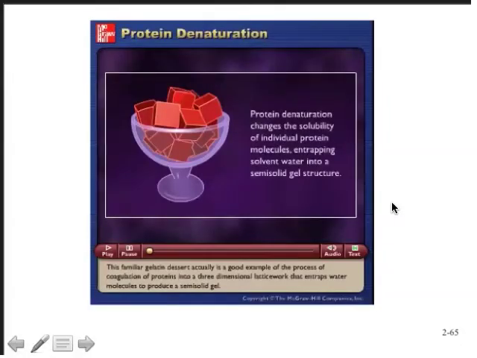Okay, we talked about the fact that it's the native conformation of proteins that allows them to perform their proper task. This is just a little video that talks about what happens to a protein when it denatures, when it loses its normal shape, and how its properties change. So take a listen.